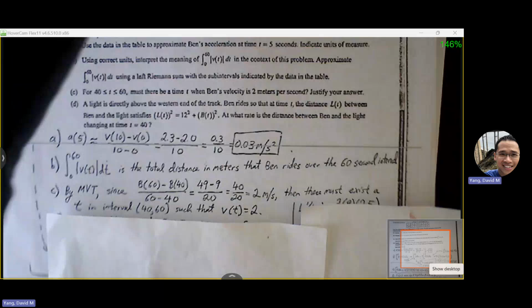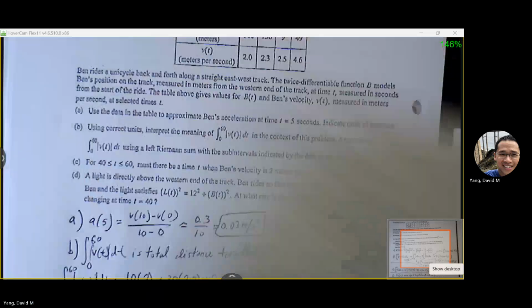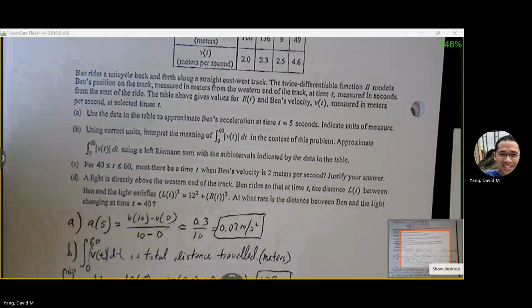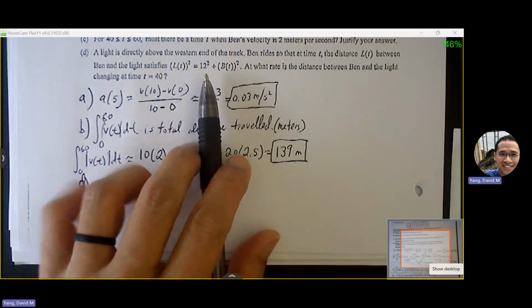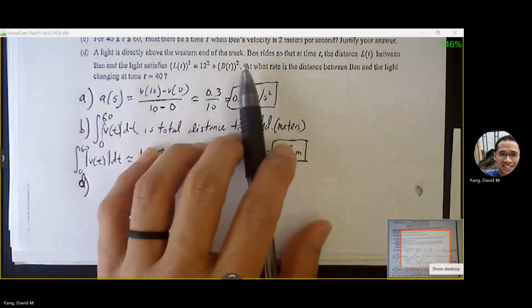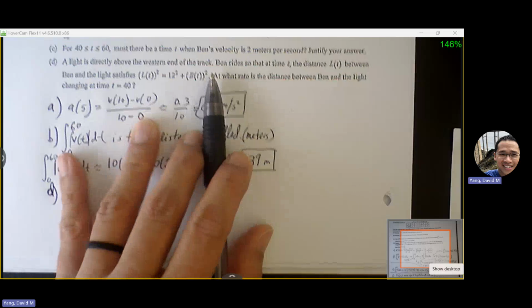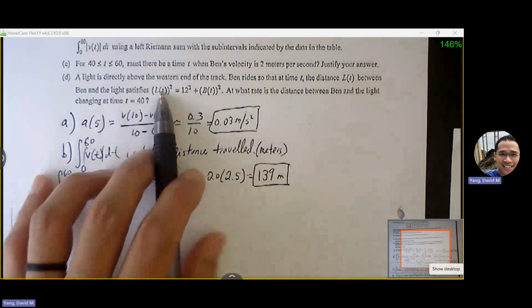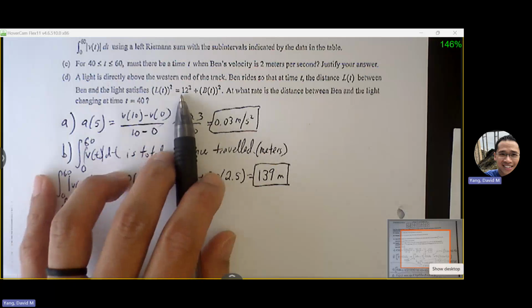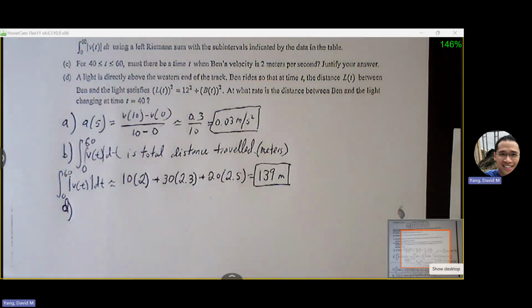Okay, part D. A light is directly above the western end of the track. Then it writes that at time t, the distance L is satisfied by L of t squared equals 12 squared plus B of t squared. At what rate is the distance between Ben and the light changing at time t equals 40?